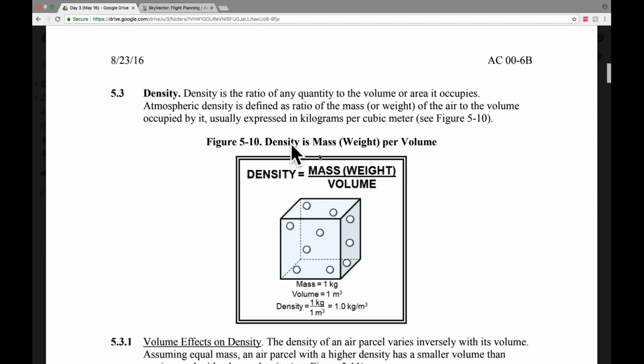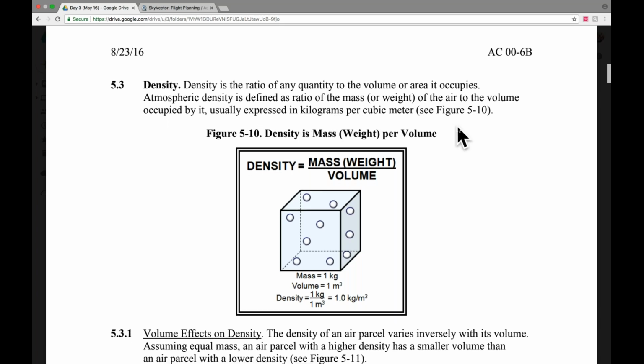So density is the ratio of any quantity to the volume or area it occupies. Atmospheric density is defined as the ratio of mass or weight of the air to the volume occupied by it, usually expressed in kilograms per cubic meter. Okay.